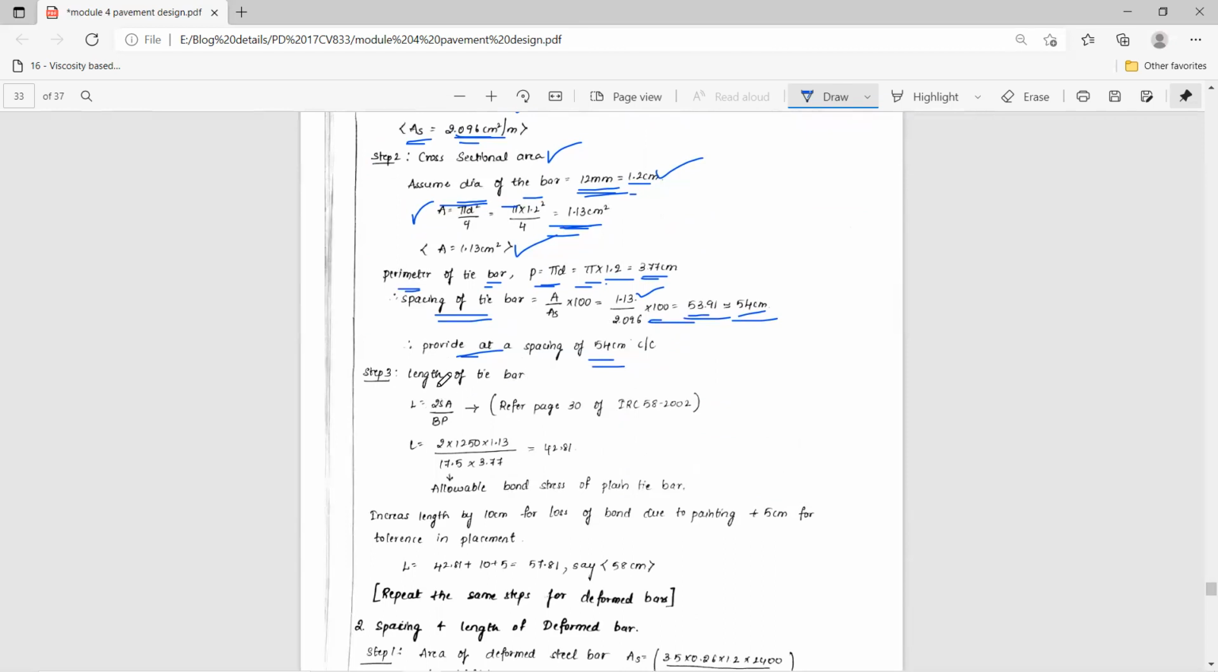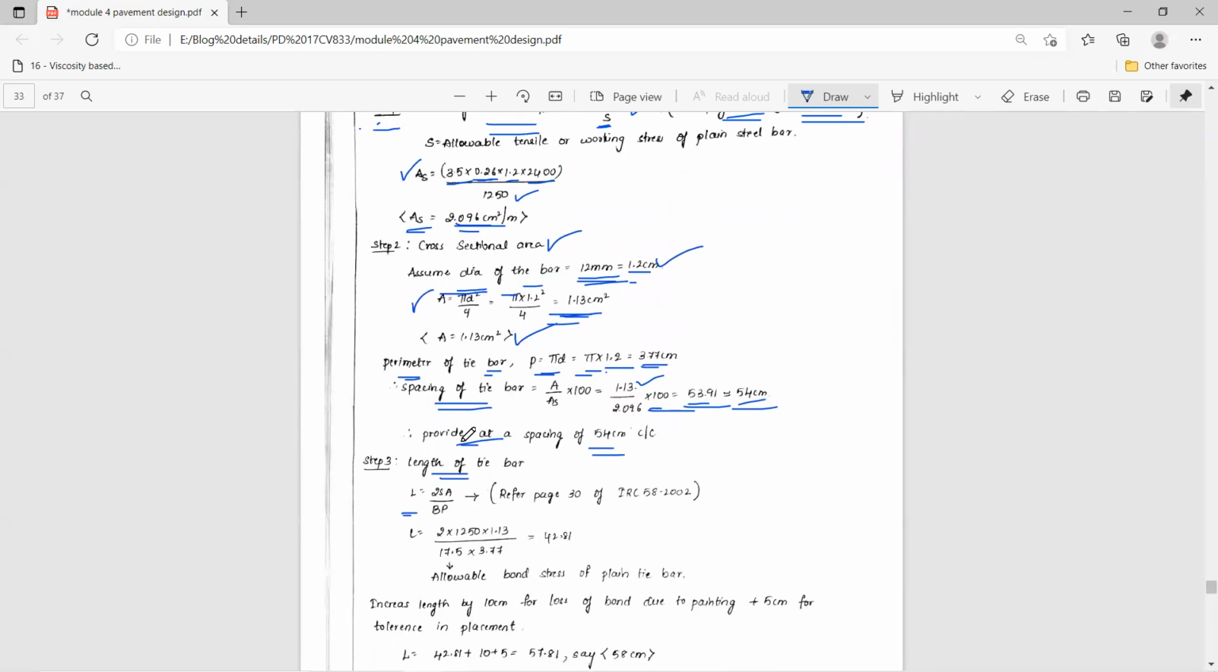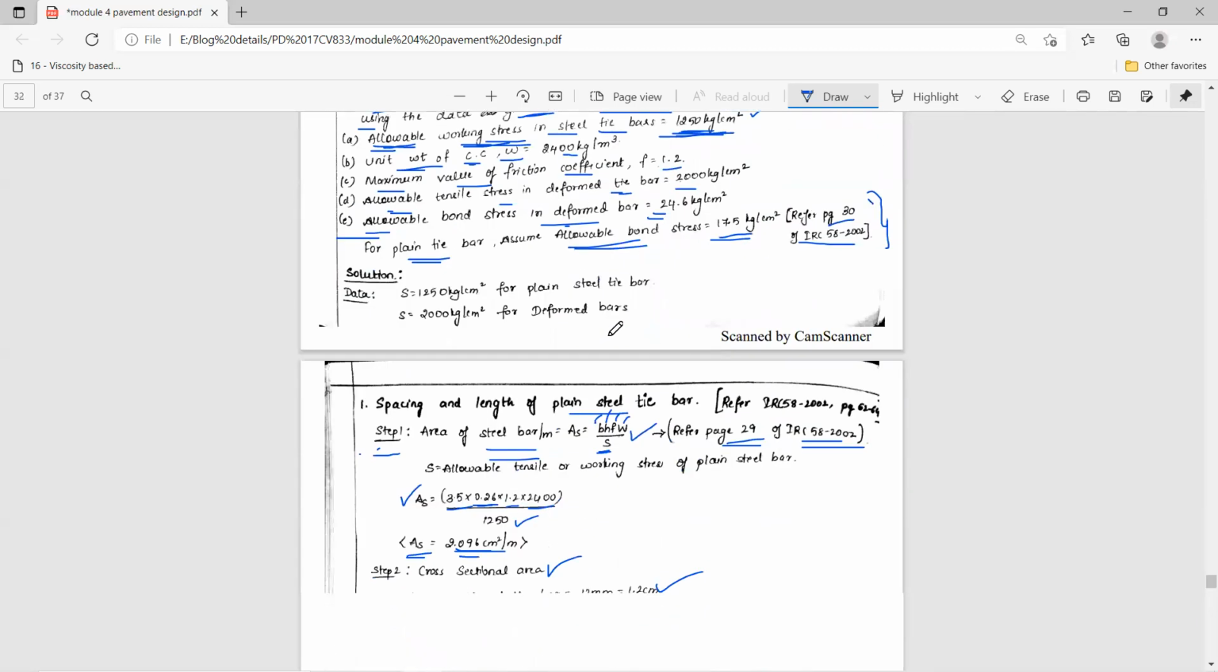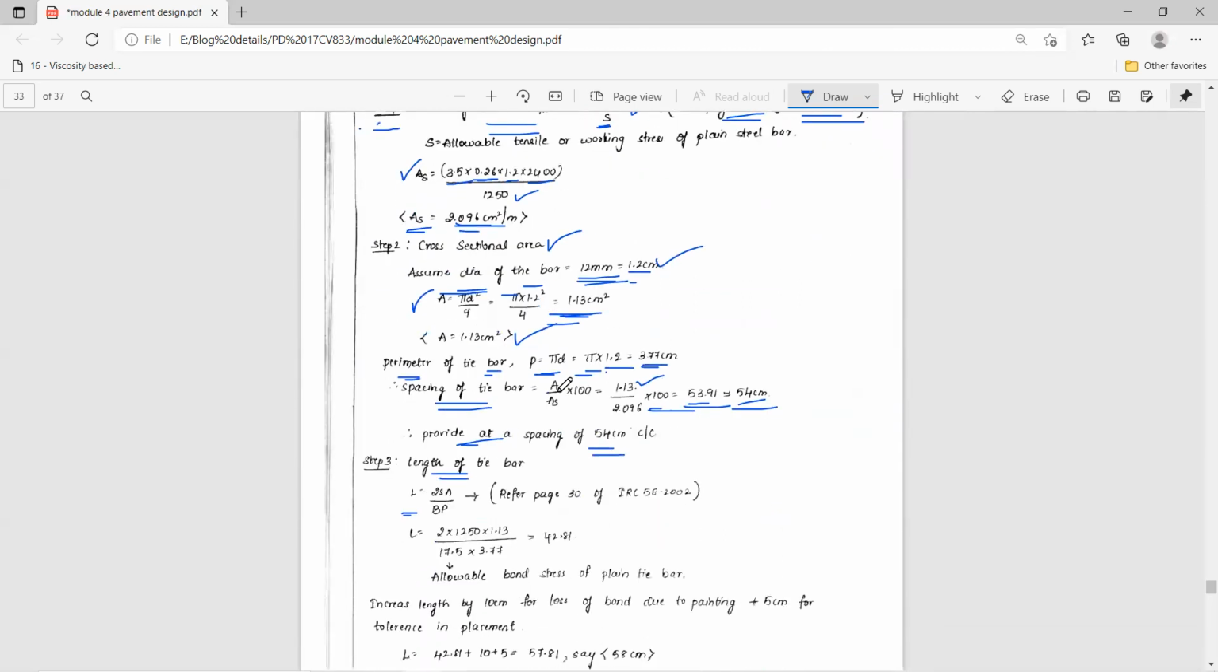Now we need to calculate the length of the tie bar. The length of the tie bar is given by the formula L is equal to 2 into S into A divided by B into P. S stands for the allowable working stress in the steel bar, that is equal to 1250. And A stands for the cross sectional area you had found in the first step.